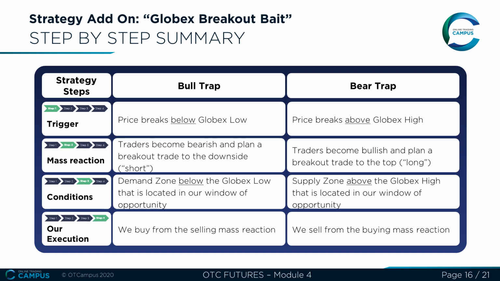The bull trap, just the opposite really. Price breaks above the GLOBEX high, they are bullish, that's the mass reaction. Traders become bullish, hence the bull trap, and plan for a breakout to buy, or they do buy. Step 3, supply zone above GLOBEX high, that's the trap condition. So if they are buying into that supply zone, what do we do? That's step 4, we sell or short into the mass reaction for those buyers.